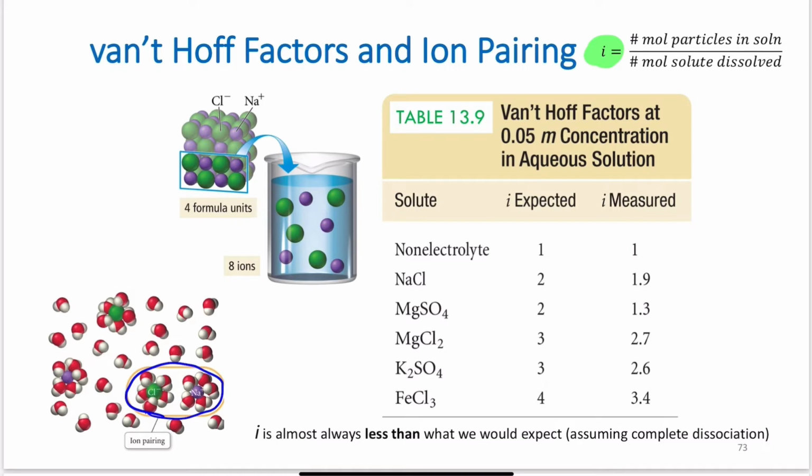Ions are doing this. The more concentrated a solution is, the more likely these ions are to find each other, the more likely we are to have ion pairing, and the less ideal they will behave. Instead of acting as two completely separate particles, some of them will act like separate particles and some will not, because they're starting to pair up a little bit. I is almost always less than what we would expect assuming complete dissociation, because we do have this ion pairing being exhibited.